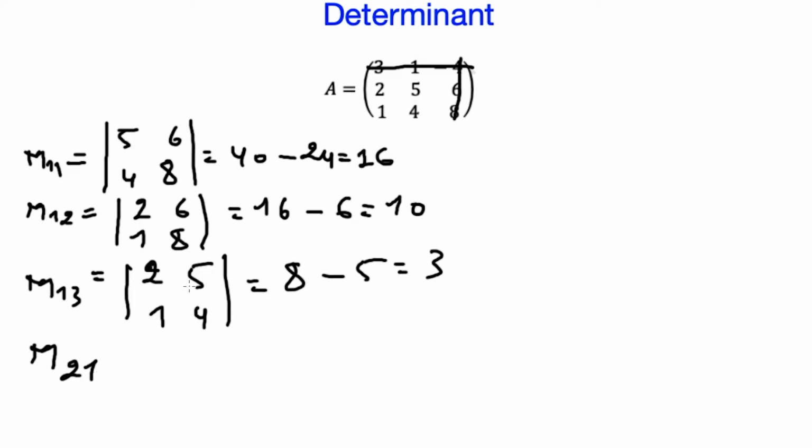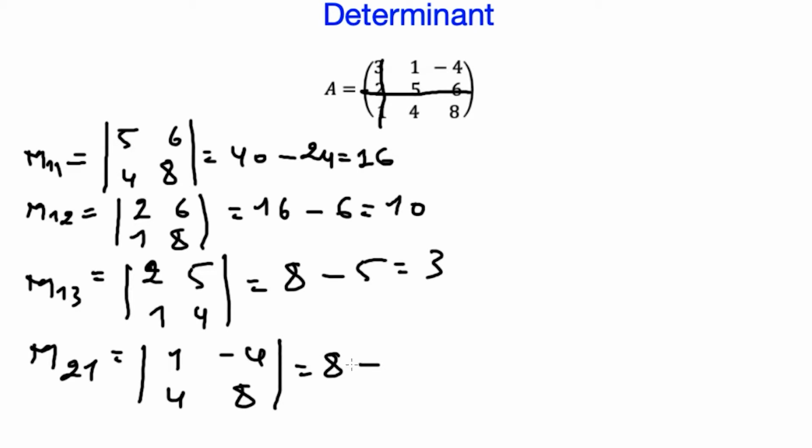M21, which is this element here, 2. So I will delete this row and this column, and we take this submatrix, 1, minus 4, 4, and 8. So it equals 1 times 8 is 8, minus here and minus here will be plus, so 4 times 4 is 16, which equals 24.